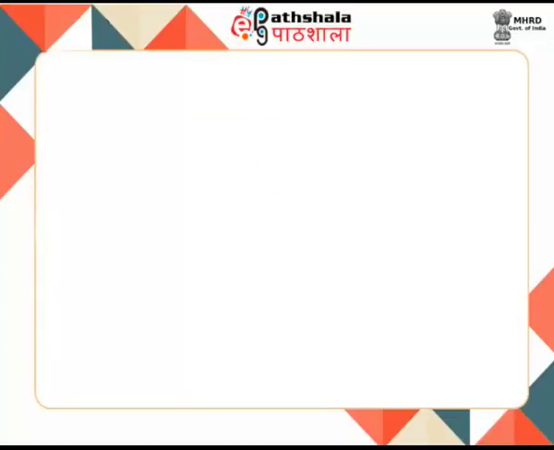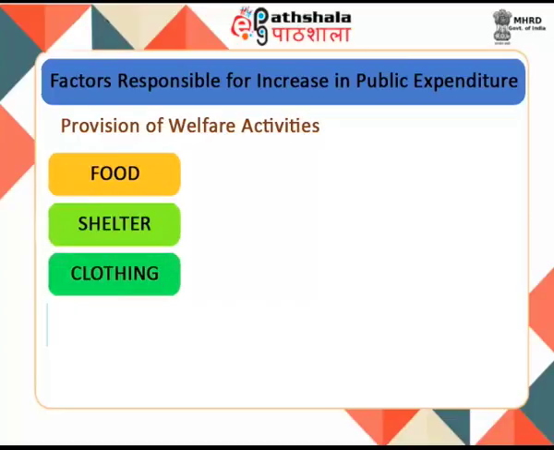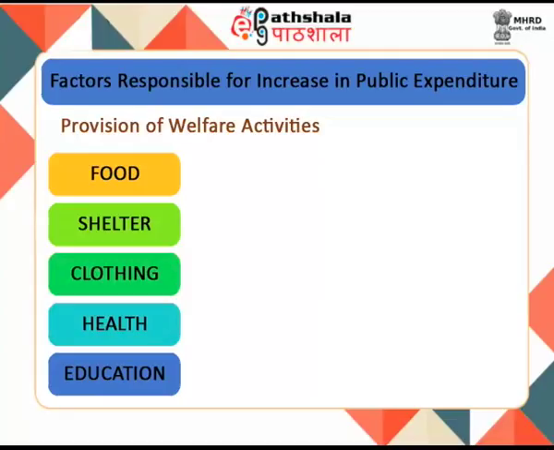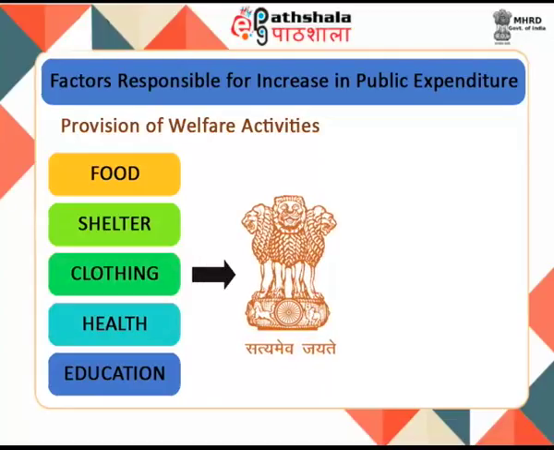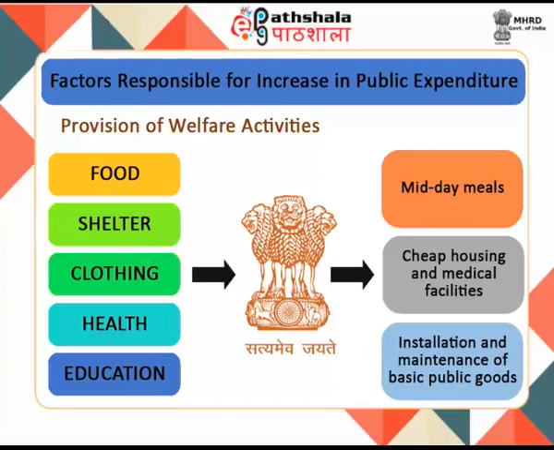Now let us discuss some of the issues regarding public expenditure and the factors responsible for increase in public expenditure. Let us discuss the first factor, which is provision of welfare activities. The government plays the role of a provider of basic necessities and social welfare benefits to the weaker and dependent population of the country. To ensure basic necessities like food, shelter, clothing, health, and education are provided to the masses, the government needs to engage in schemes like midday meals, cheap housing and medical facilities, installation and maintenance of basic public goods like transportation and power.